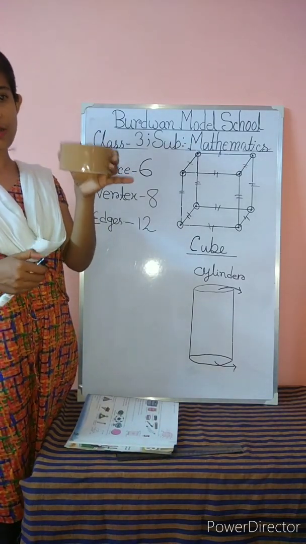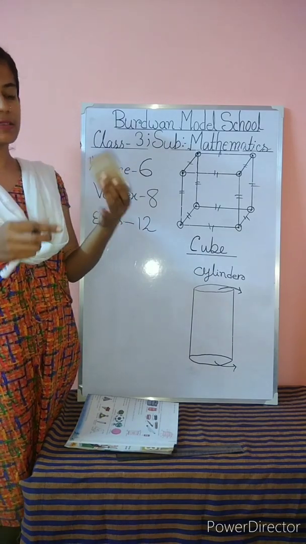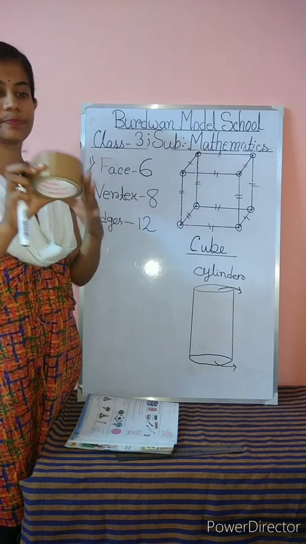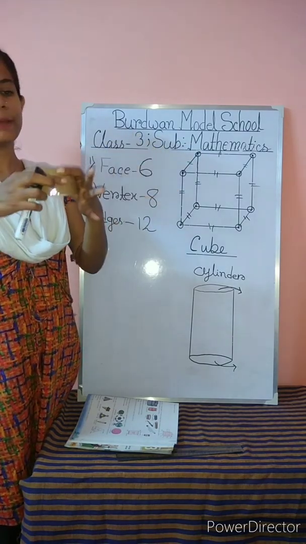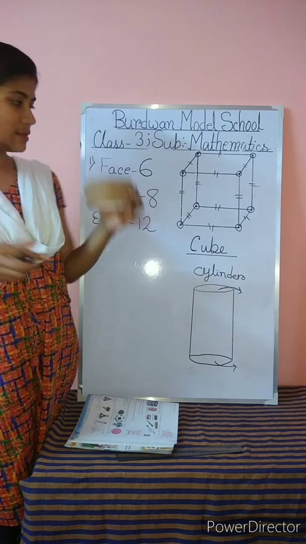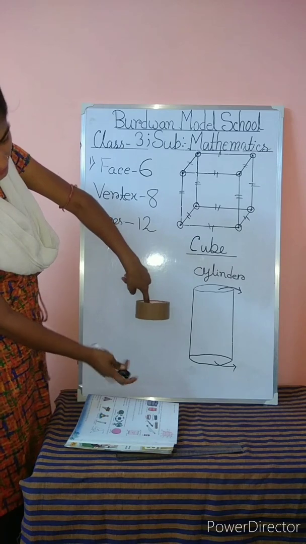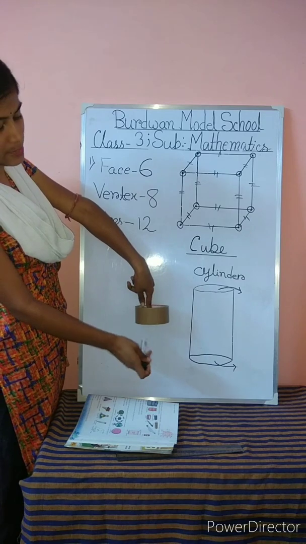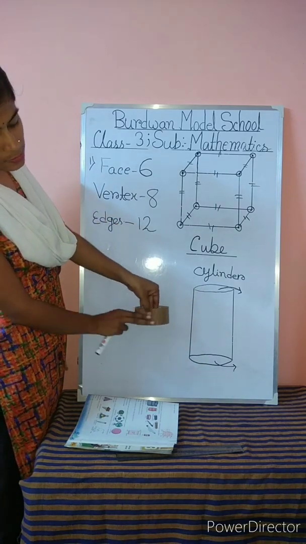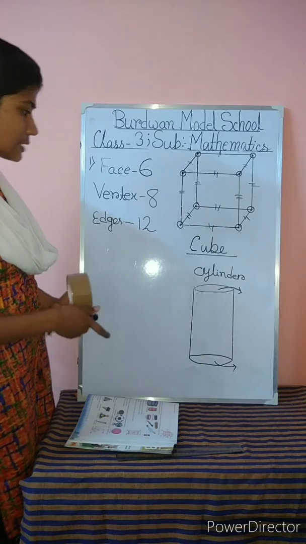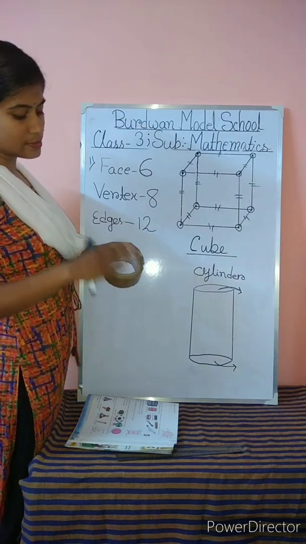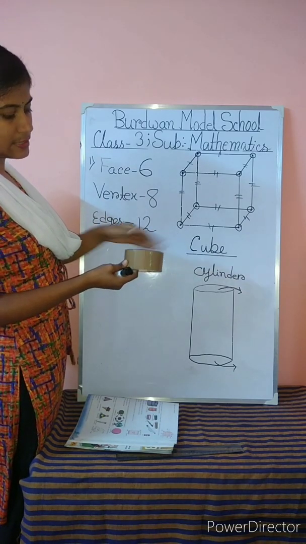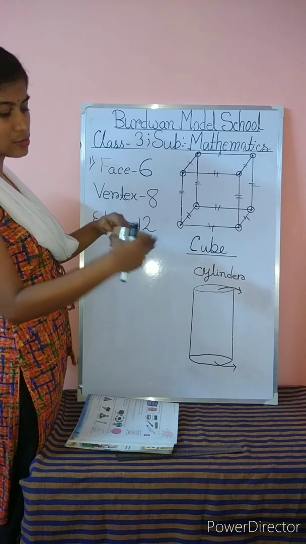Now see, I have brought one thing for you. This also looks like a cylinder, isn't it? This is the sellotape. See, it also has a round circular shape on the bottom and also on the top, and also looks like a pipe here. Now see student, this face is a face of the cylinder, and this is also a face of a cylinder, and this is also.